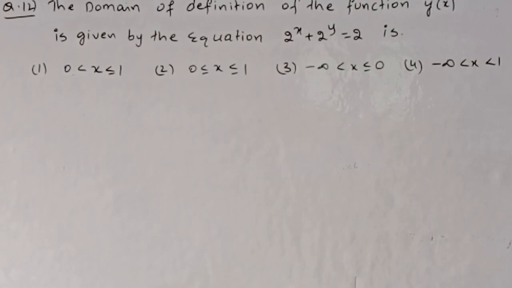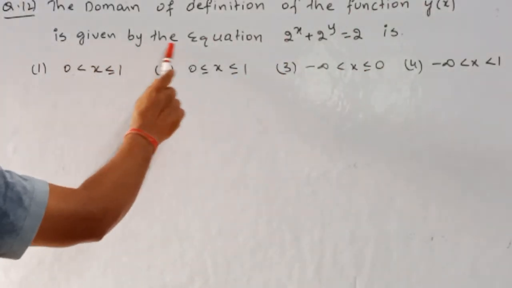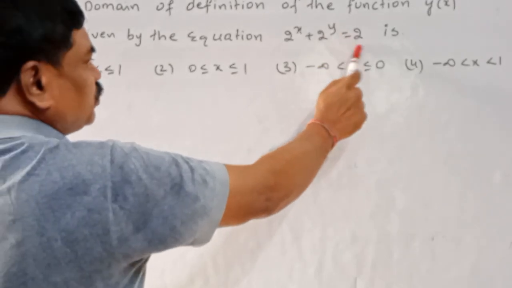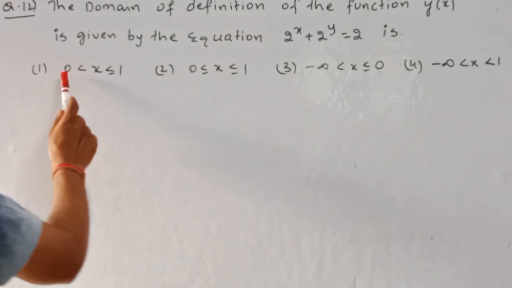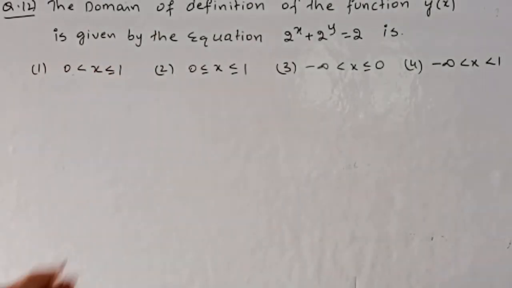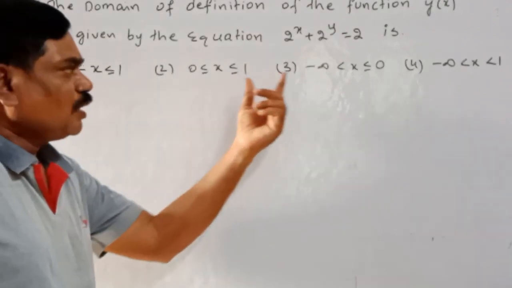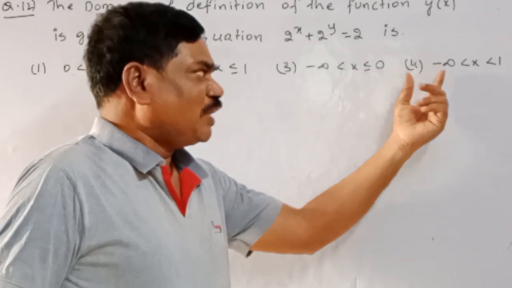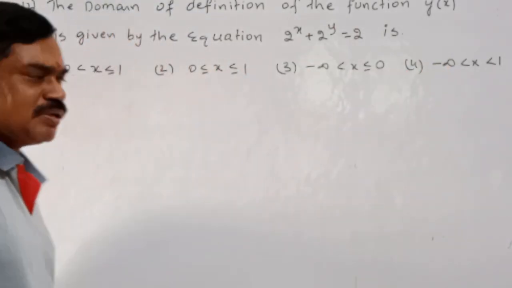Here we have one more problem on functions. The domain of definition of the function y of x is given by the equation 2 power x plus 2 power y is equal to 2. These are the options given: 0 less than x less than or equal to 1; 0 less than or equal to x less than or equal to 1; minus infinity less than x less than or equal to 0; minus infinity less than x less than 1. These are the options given.